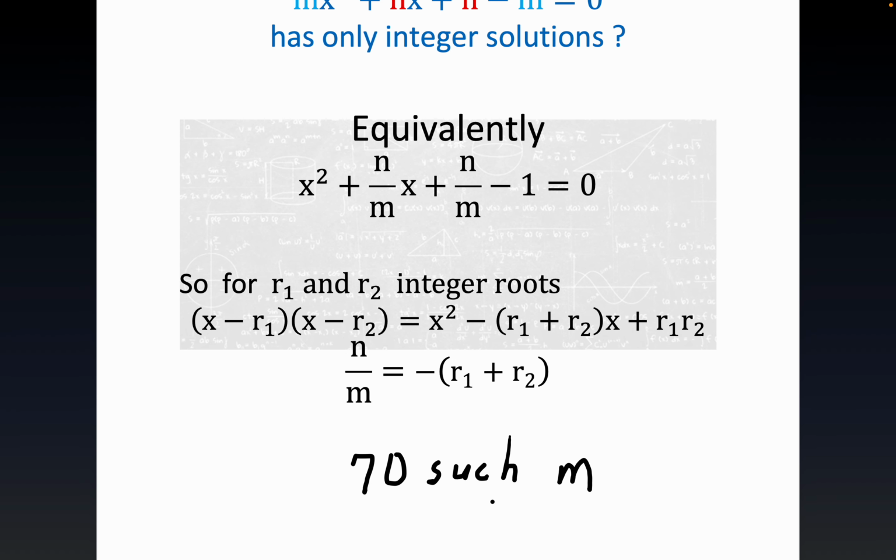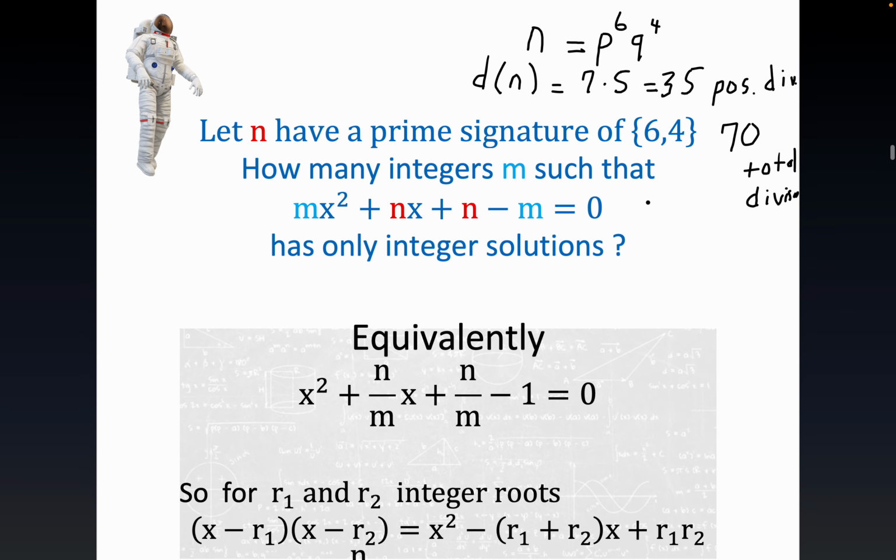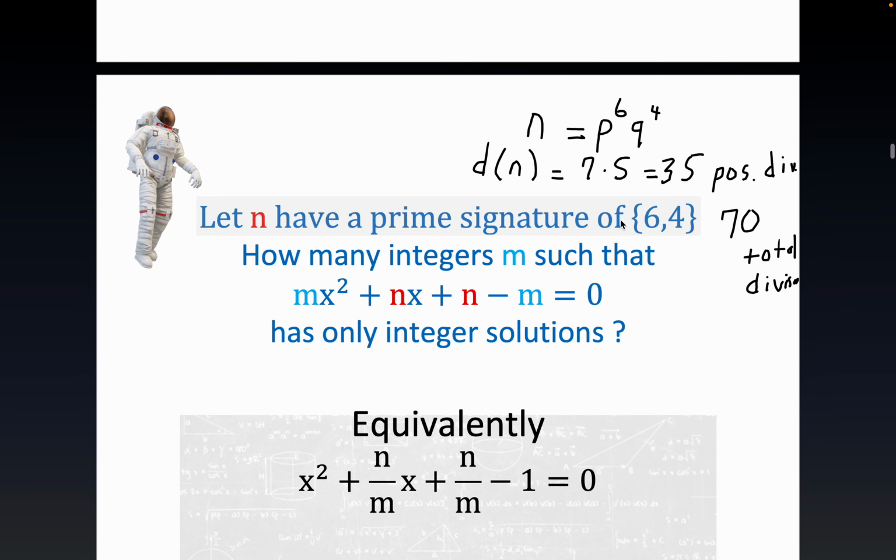For each one of these m, n over m is certainly an integer. That's clear, just by the definition of divisibility, right? So this is the answer, ladies and gentlemen. 70 such m. And it's intriguing because it's absolutely any integer of this form, which is what we mean by the so-called signature.